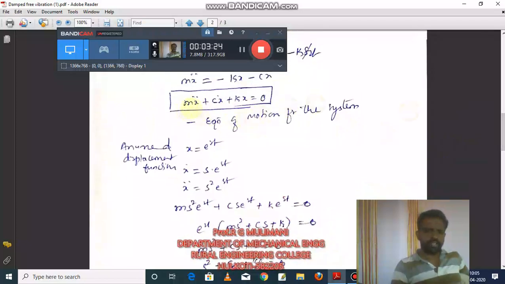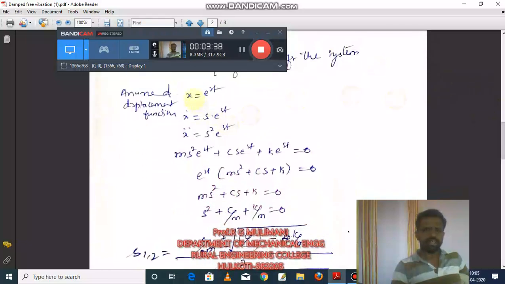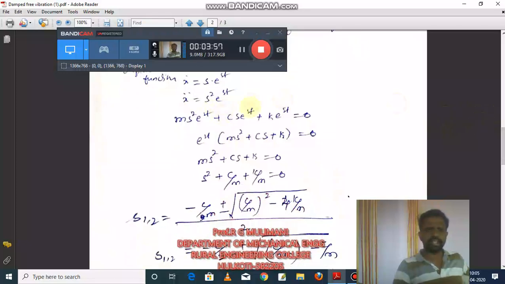Here we have the equation of motion m x double dot plus c x dot plus kx is equal to 0. Here x double dot is the acceleration component, x dot is the velocity component and x is the displacement component. By this assumed function, let us find the velocity and acceleration components. Differentiating the displacement, we have x dot equal to s e raised to st. This is the velocity component. Differentiating again, we have x double dot equal to s square e raised to st. This is the acceleration component.